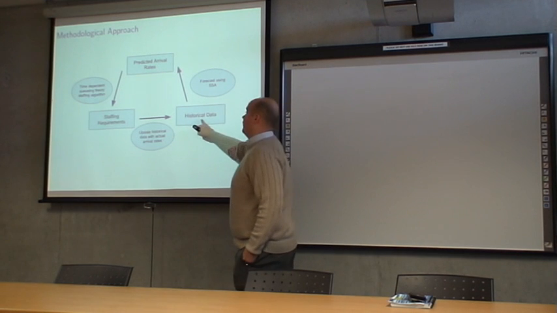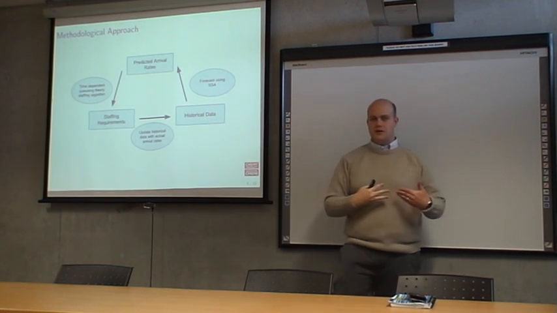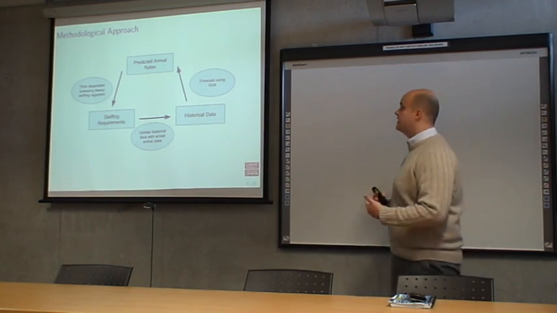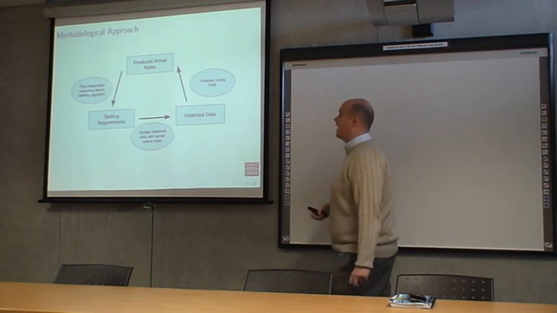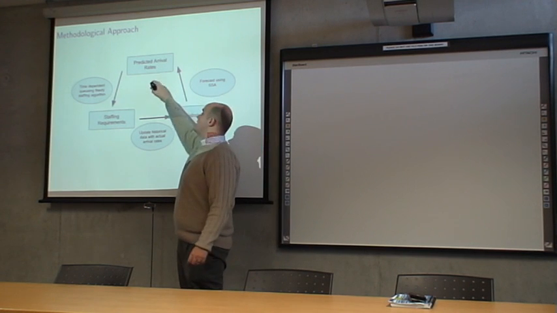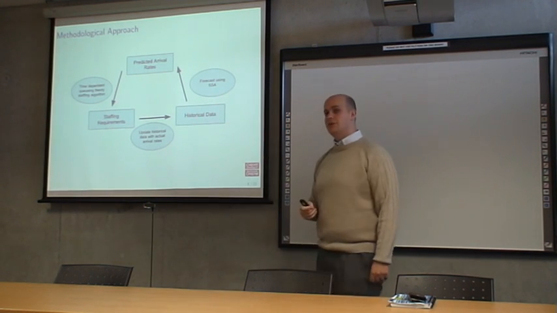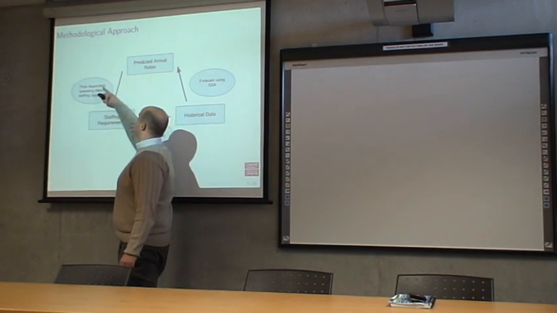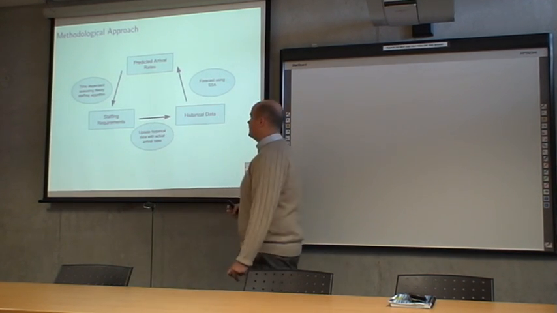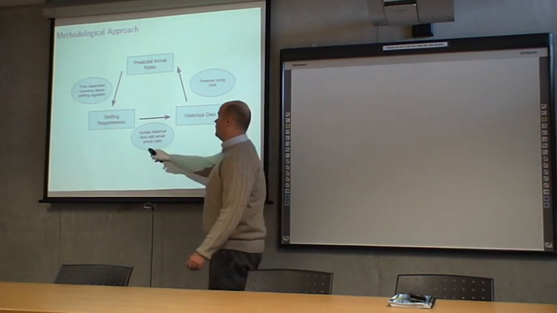We take the historical data, all the historical information that we've got about these arrival rates. Then we use this technique I told you about, SSA, to forecast, to get some predicted arrival rates, what we expect to see in the future. We can then use these queuing theory techniques that I showed you a couple of slides ago. They can set our staffing requirements.